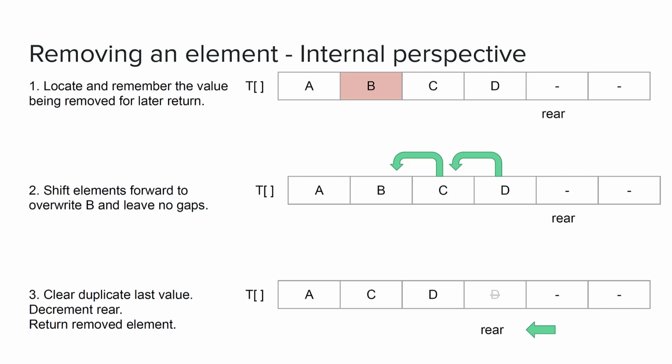Now, after doing this removal, we have fewer elements than we did before, and we want the old rear -1 index to now be the rear of my list. So we need to decrement rear. And after all of that, we're finally done. We've removed the B, and we can return the reference to B from the remove method.